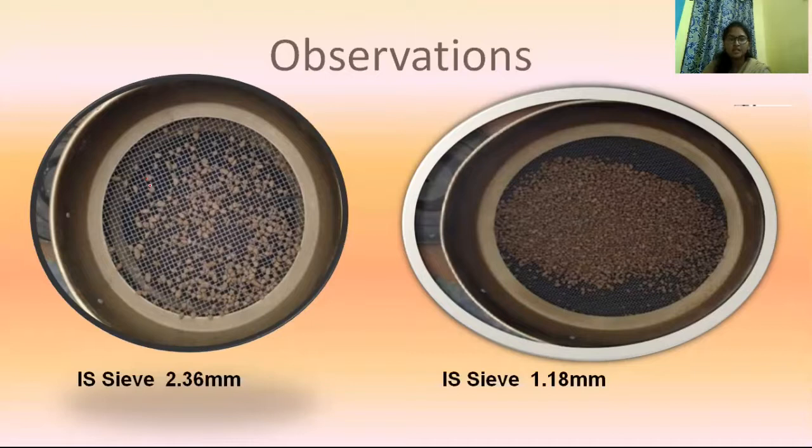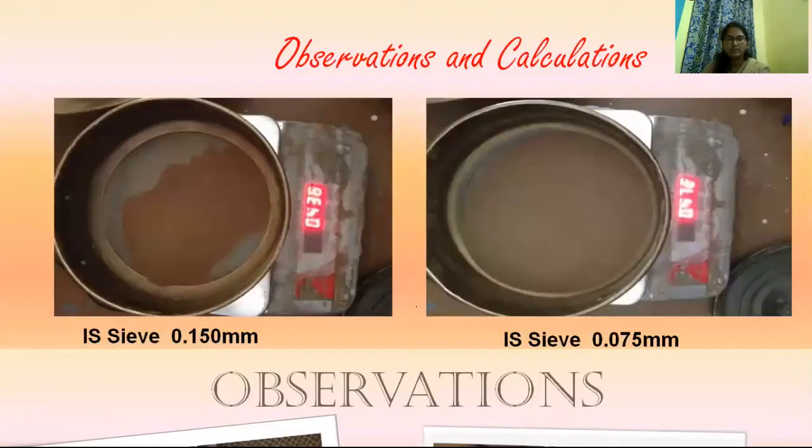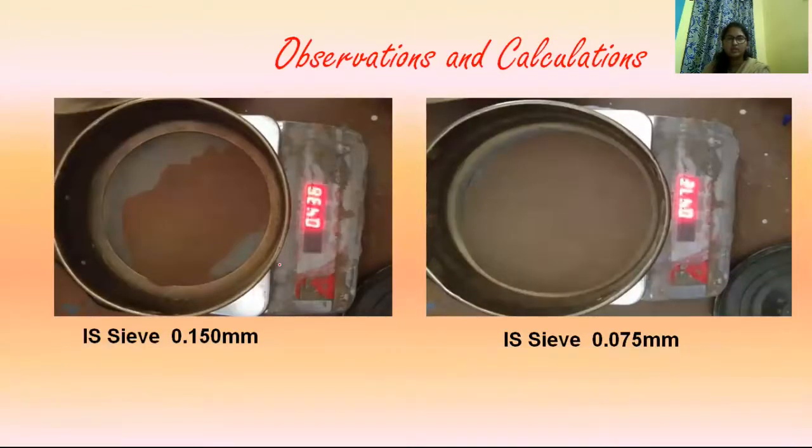The soil retained on the sieve is weighed, on IS sieve 2.36 mm and IS sieve 1.18 mm. We take the values carefully without missing a single particle. The figure shows the IS sieve 0.600 mm. Sample is retained on the 0.600 mm sieve and on the 0.300 mm sieve, and then the next sieves.